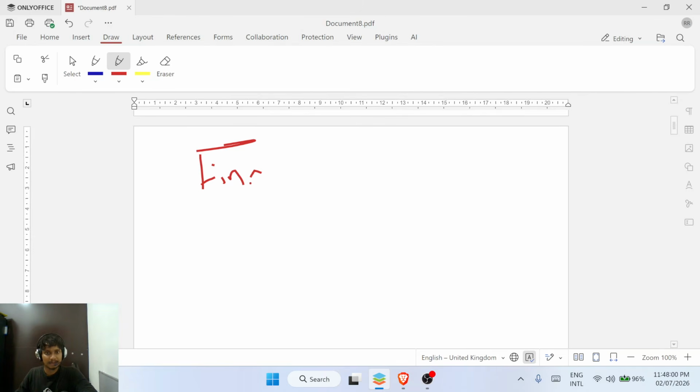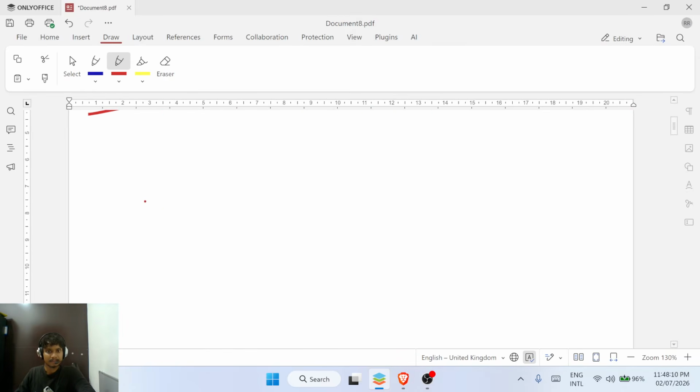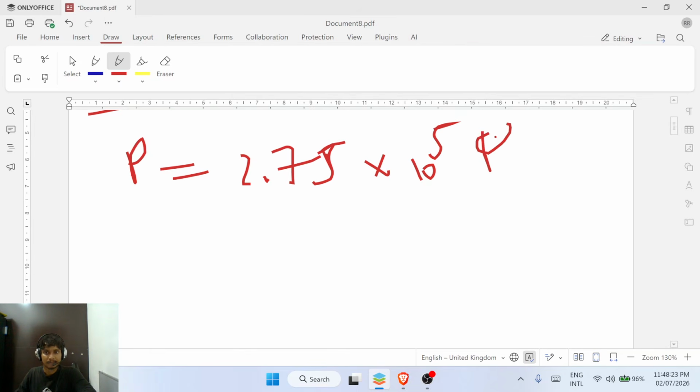Now we are going to discuss the final stage. At the final stage, T is equal to constant, therefore the same pressure, 2.75 into 10 to the power 5 Pascal.